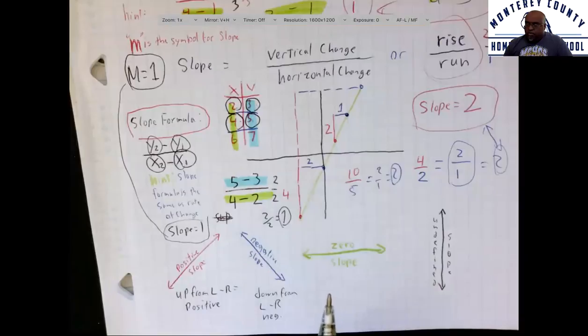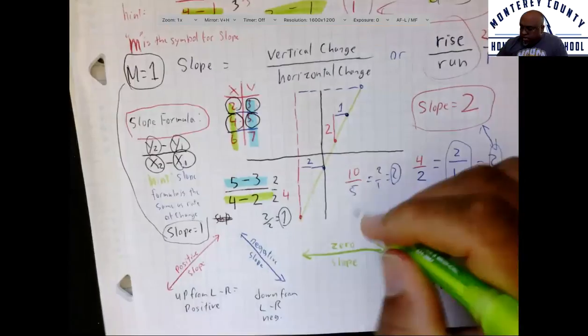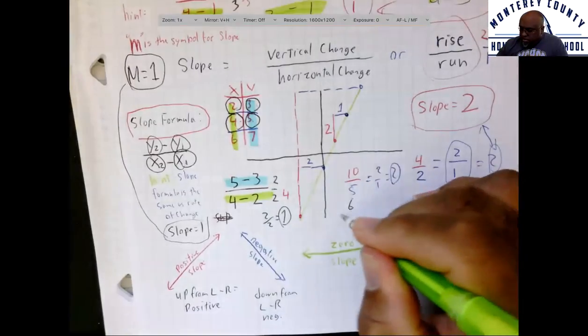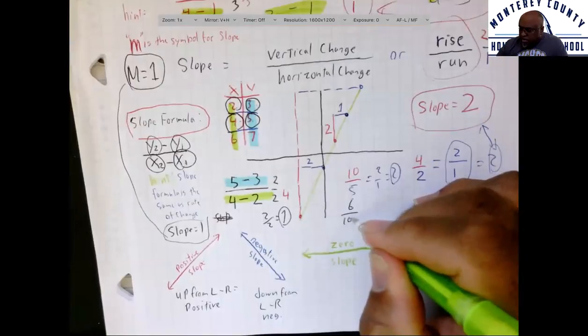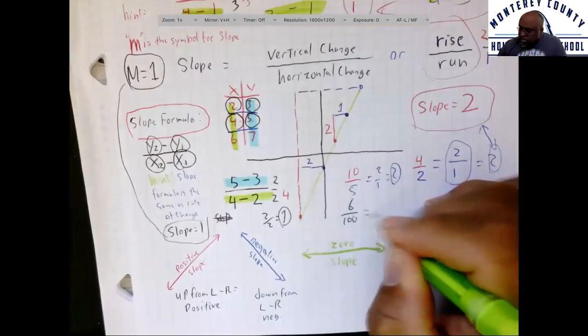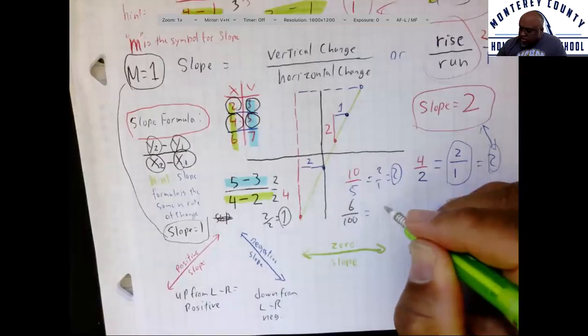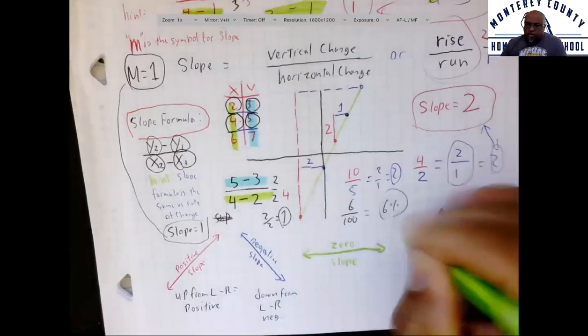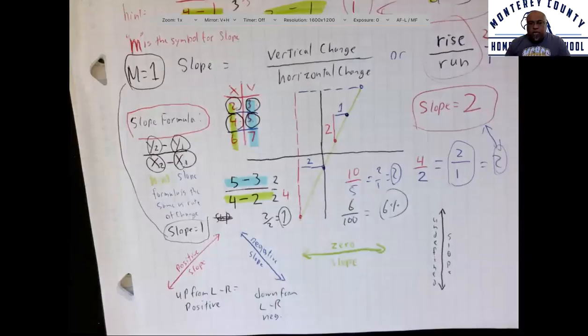6 over 100. Okay. So literally, what they did is the same thing. They did rise over run, and they got 6 over 100, and they just decided to call it 6%. Either way, zero slope means that there's the absence of any slope. So slope is vertical change divided by horizontal change. If there's no vertical change, then there's no slope.